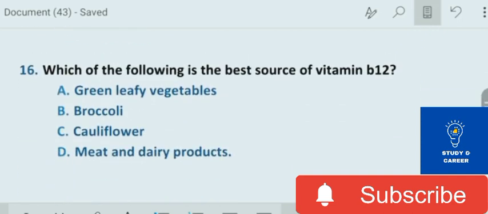16th, which of the following is the best source of vitamin K? A. green leafy vegetables, B. broccoli, C. cauliflower, D. meat and dairy products. So main source of vitamin K is meat and dairy products.